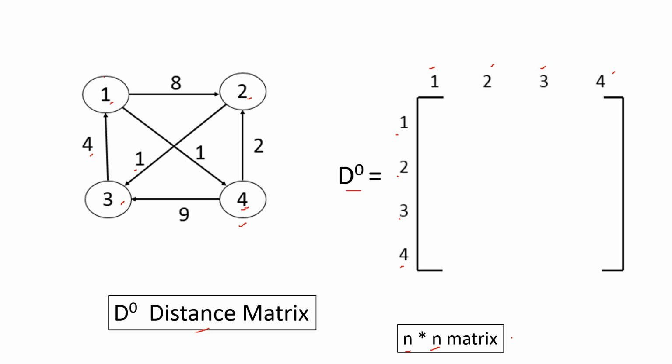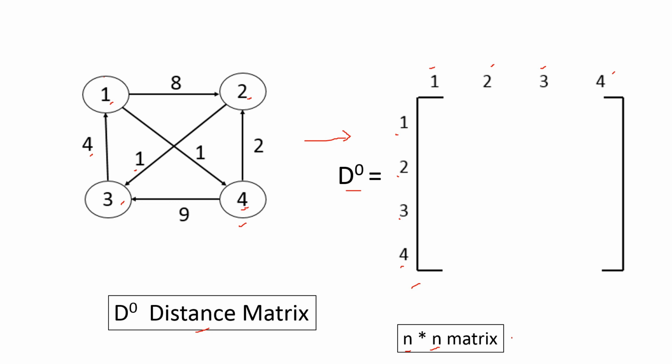D0. And D0 we are getting directly from the graph. It is the direct output of the graph. So let us see how we are preparing D0. Okay. So just form the matrix with rows and columns. Then we are going to give the entries to this.